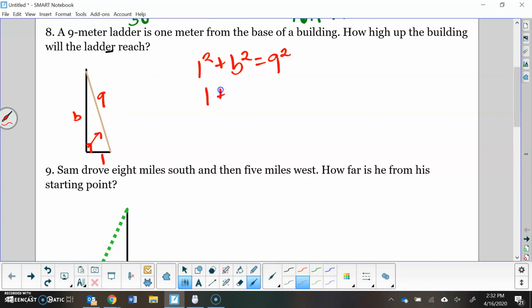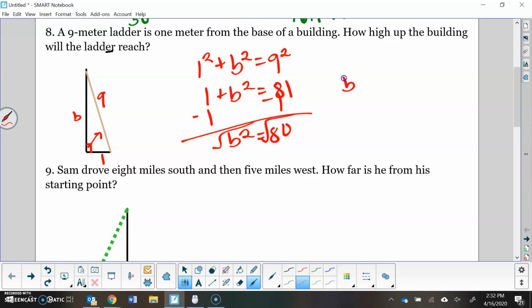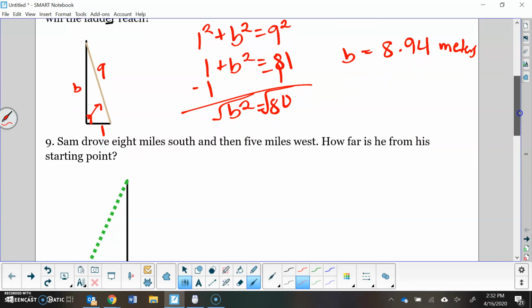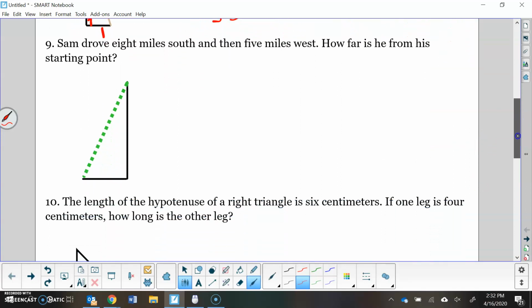1 squared is 1. 9 squared is 81. I'm going to subtract 1 from both sides. I get b squared equals 80, and I take the square root of 80, which is approximately 8.94, and this is going to be in meters. So the ladder will reach up about 8.94 meters on the building.